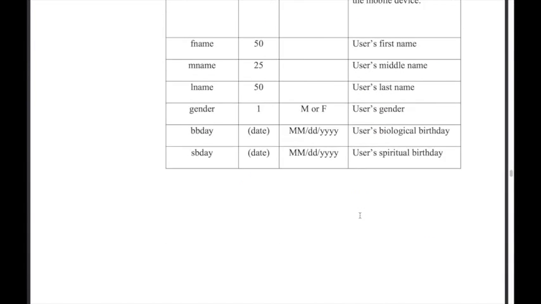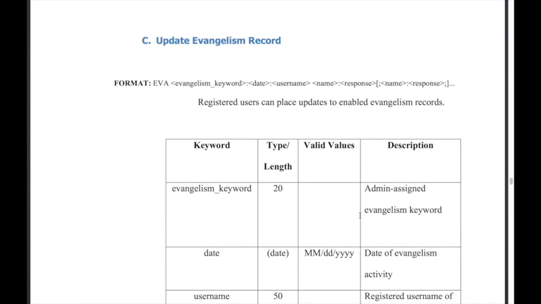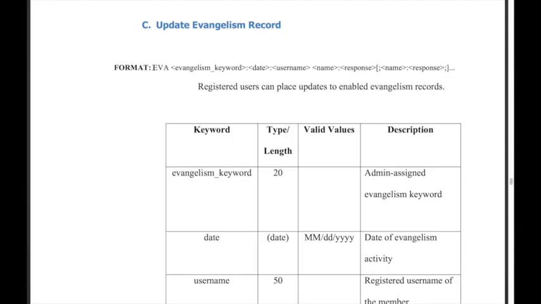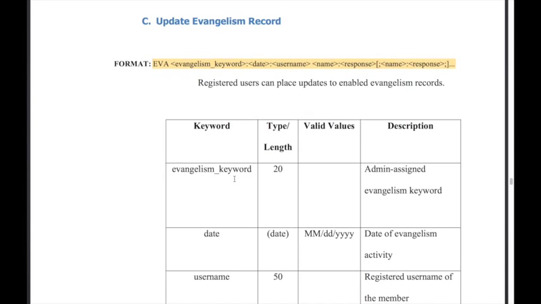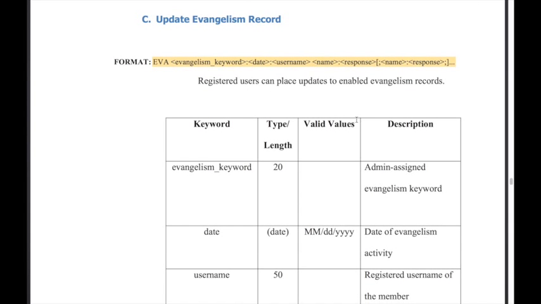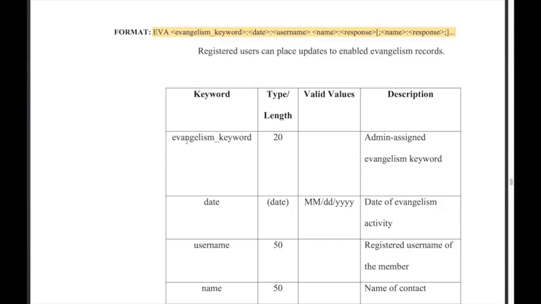Okay, so the next is updating our evangelism record. So the format is this: EVA space evangelism keyword, date, username, and name response format. Okay, so registered users can place updates to enable evangelism records. The evangelism keyword is the admin assigned evangelism keyword. So remember earlier when I was taking note of the specific columns that will be used in the SMS part, so this is where it will make sense.